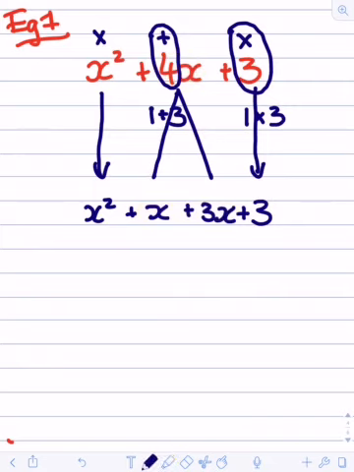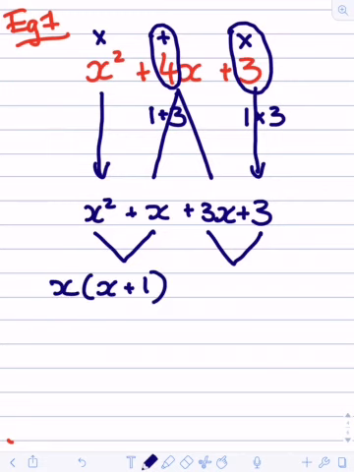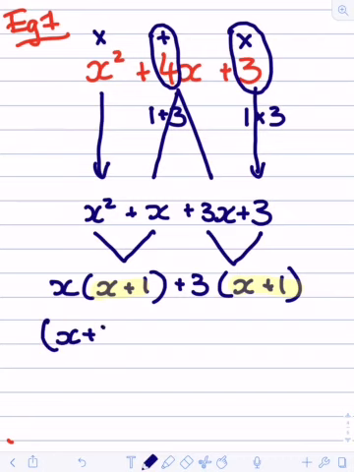Now that we have that, we can then group in pairs. We factorize the first two, and we factorize the last two. Factorizing the first two, x squared and x, the highest common factor is x, and then I need another x plus 1. In the last one, the highest common factor is 3. I need another x plus 1. As you can see here, you have x plus 1, which means we can write it as the highest common factor outside. And the next one, I have x and 3, so I'll put them in the next bracket.